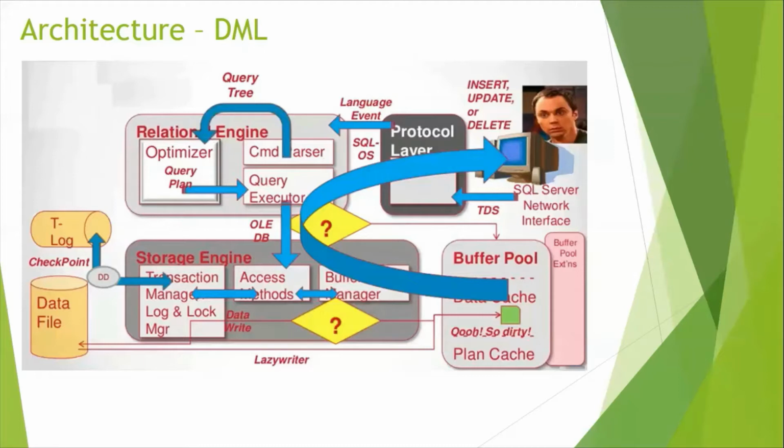And if your plan is not there, then it generates a query tree and sends it to the query optimizer, right? The query optimizer checks whether it is a trivial plan or any optimization levels, and it generates a plan tree. It generates a query plan. Once the plan is generated, it is stored in the plan cache, saved for later usage.